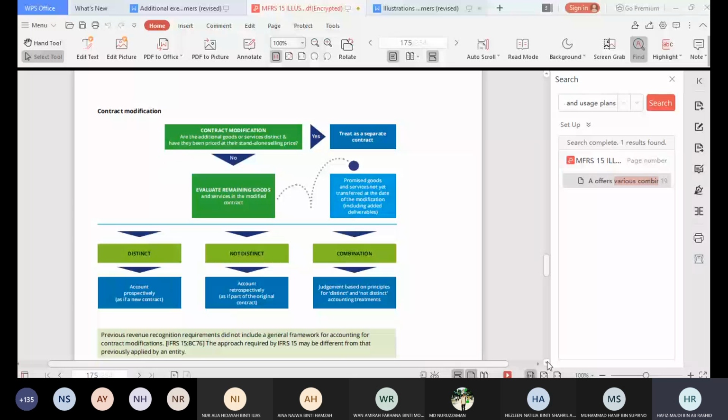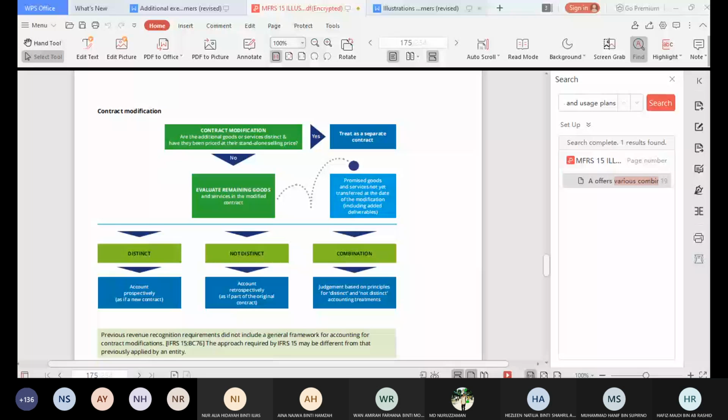Okay, what distinct means. So first you need to see whether you have an additional requirement to provide additional goods or services. If yes, then you need to look at whether that additional good or services is distinct, and whether the price of these additional goods or services is basically reflecting its stand-alone selling price. It is not influenced by the other prices in the contract. It is its own price.